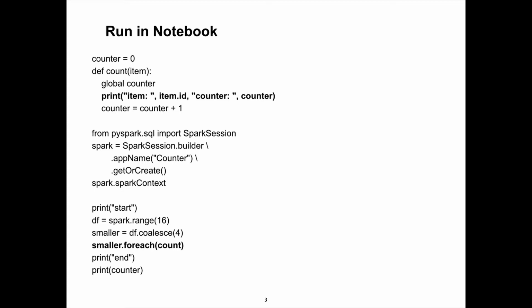And then pass in the item, and each item is basically a row object. It's not an individual item. And so then to get the value of the item, I have to do the row dot then the column I want, right? And then I print start and end, and then I print out the counter, right?